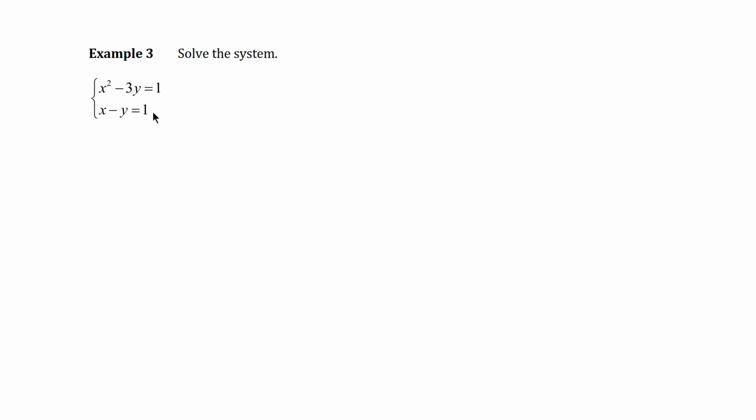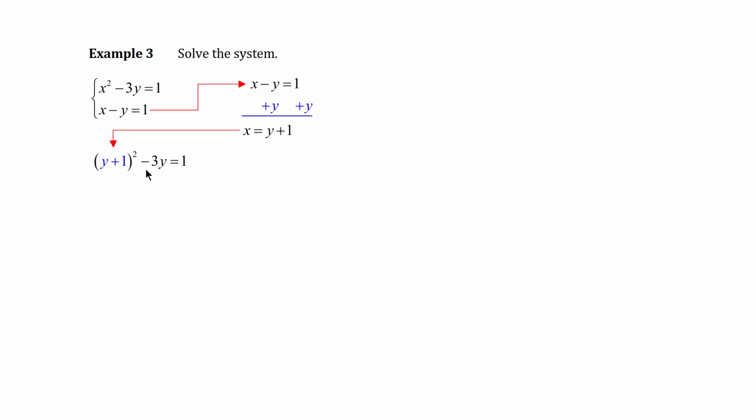First, I'm going to solve the bottom equation for x by adding y to both sides of the equation. The result is x equals y plus 1. Next, we're going to substitute that value into the top equation. We get (y plus 1) squared minus 3y equals 1.